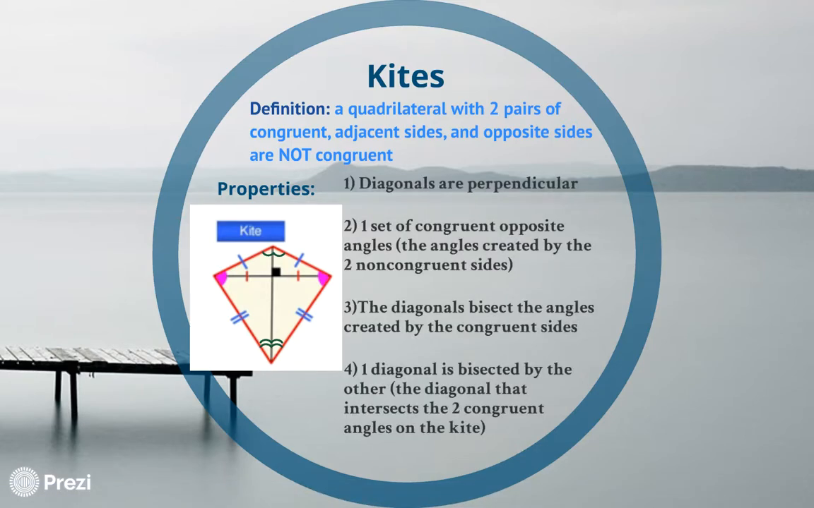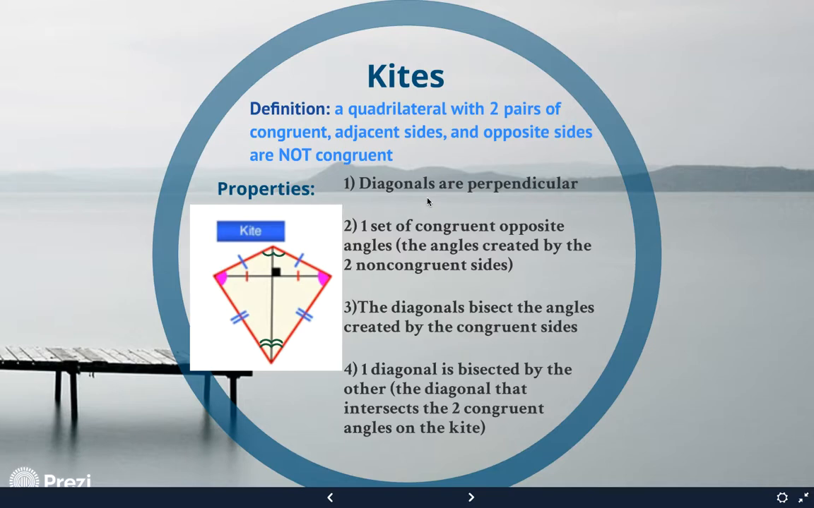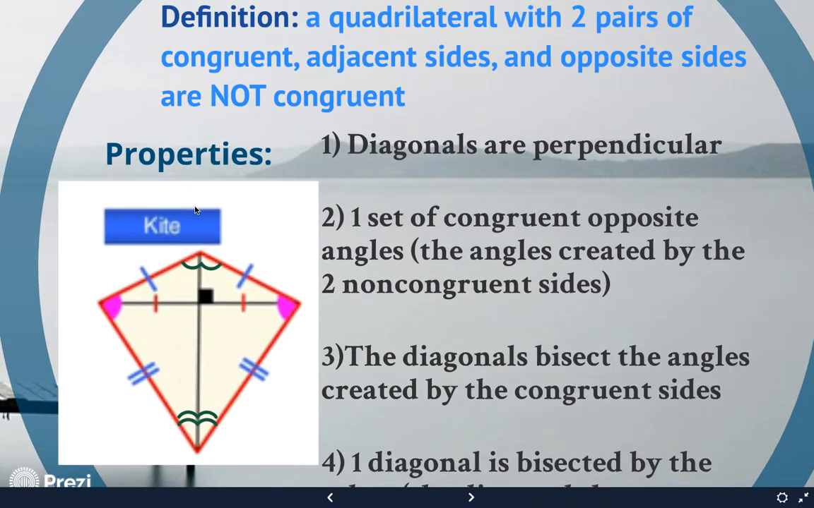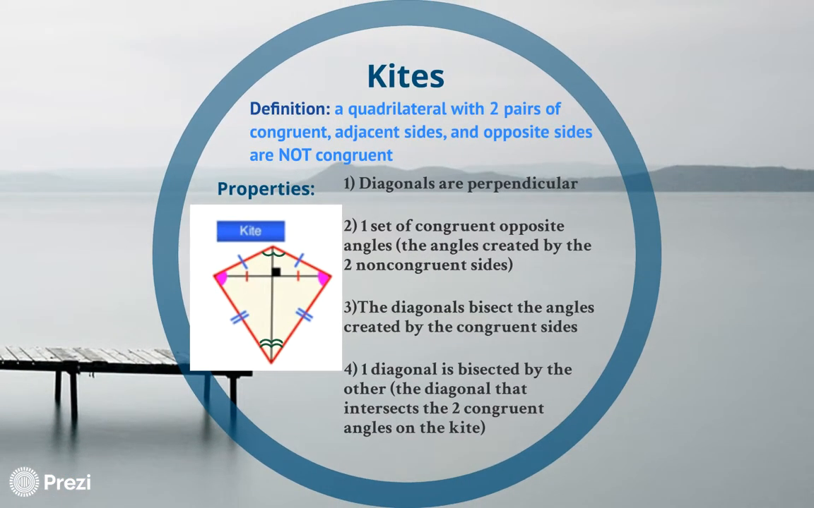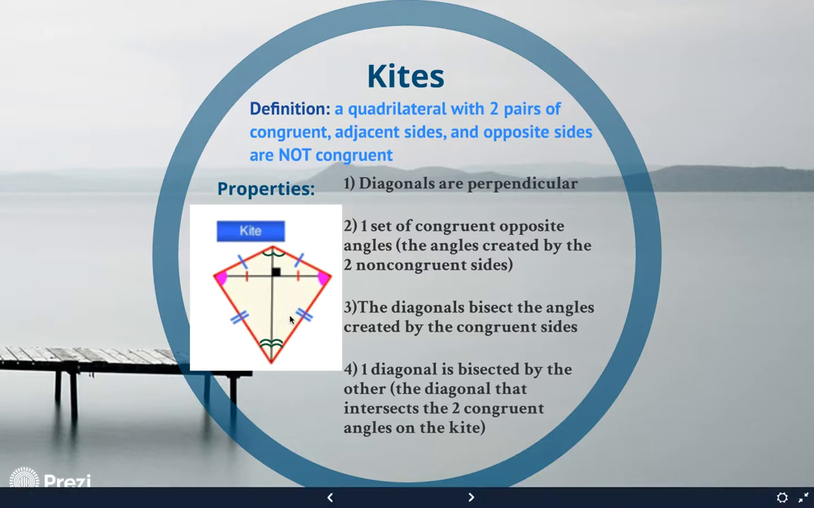Alright, so let's talk about some properties of kites. They have a lot of properties, so brace yourself. So number one, the diagonals are perpendicular. So when these two diagonals intersect each other right here, they form a right angle. So they form actually four right angles, and the angles will measure 90 degrees because that's what a right angle is. So anytime you see a kite, the diagonals will form four right angles because they're perpendicular.